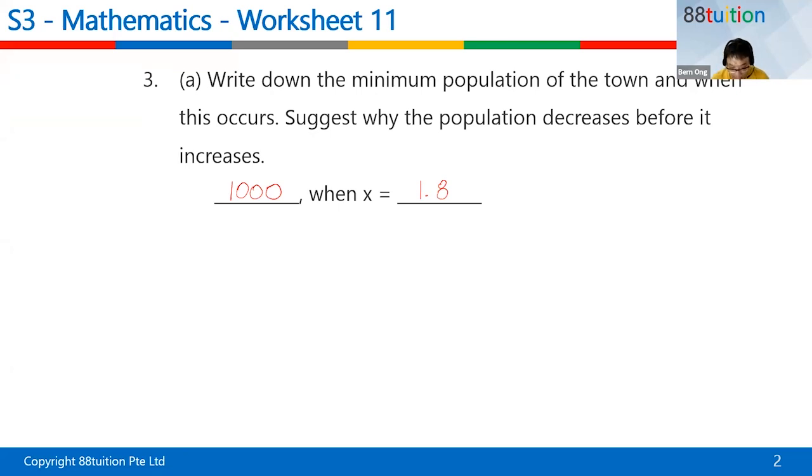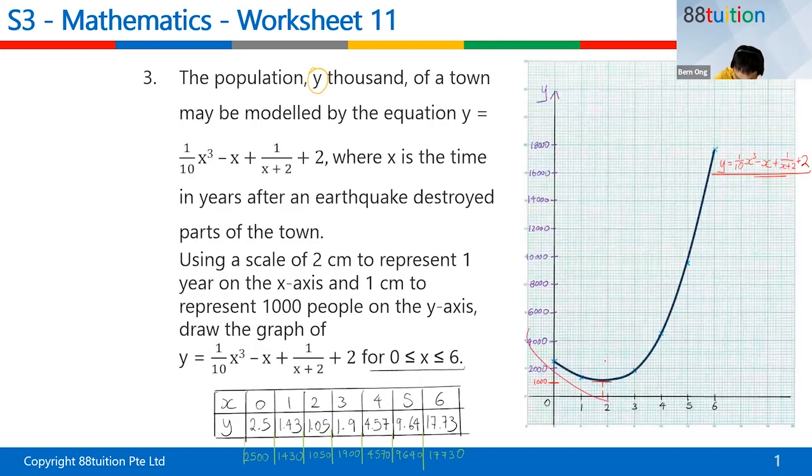So now they ask, suggest why the population decreases before it increases. Because during the earthquake, what happened? Maybe people chose to leave the city. After that, they come back to rebuild, probably. So the population decreases, then slowly increases. Can you see now? Understand the story or not? Now here got a story.